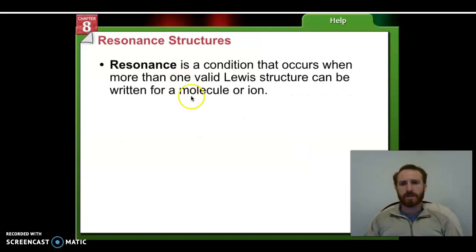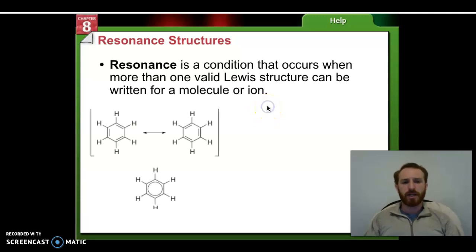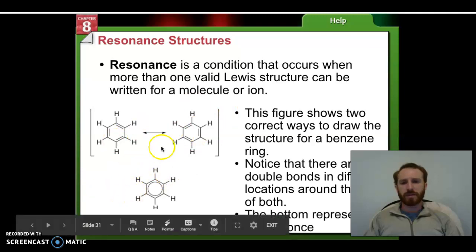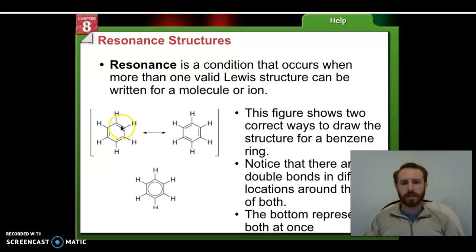Okay, now let's look at the term resonance. Resonance is a condition that occurs when more than one valid Lewis structure can be written for a molecule or ion. So an example is a benzene ring. This is a really great one for organic chemistry. We're not going to go into it too much. I just want you to kind of get the idea. So see how here I have a double, double, and a double. Over here I have a double, double, and double here.